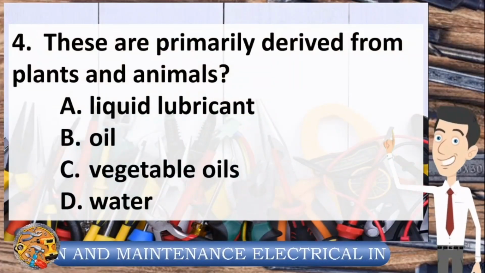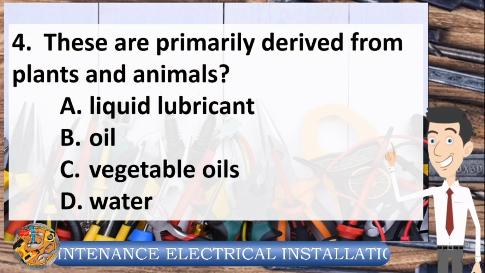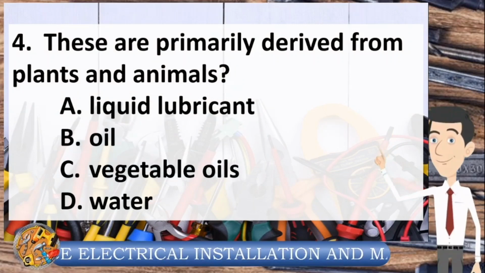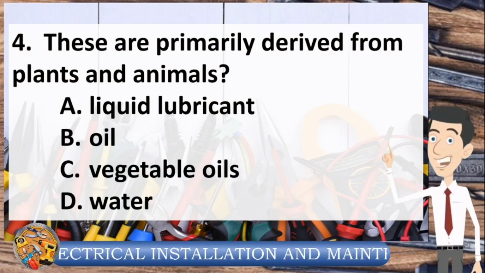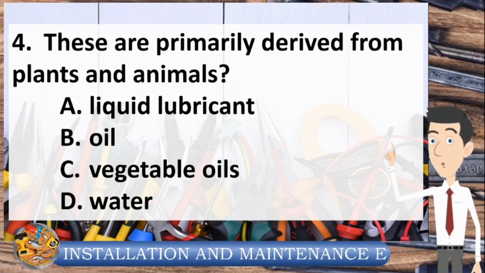For number 4, these are primarily derived from plants and animals. A, liquid lubricant. Letter B, oil. Letter C, vegetable oil. And letter D, water.